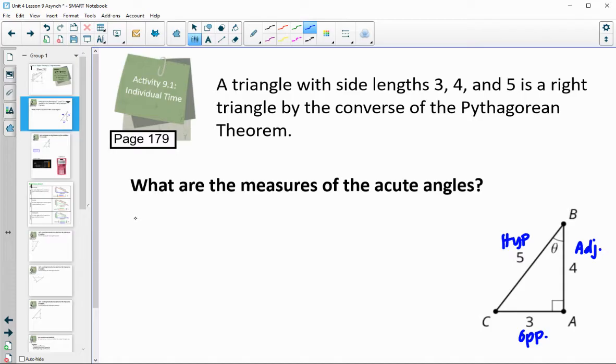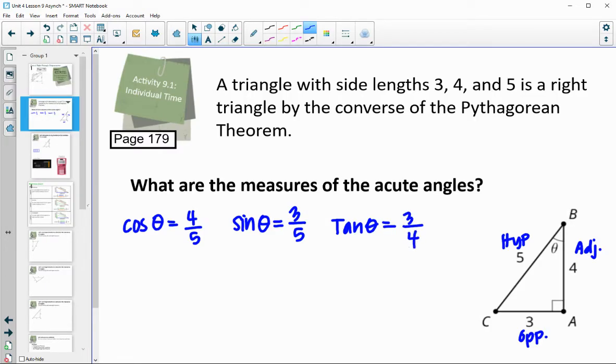If you took a look at setting up the trig functions, the cosine of theta, because that's the angle, would be the adjacent side 4 over the hypotenuse 5, so you could have looked for that decimal. The sine of the angle theta would equal the opposite side 3 over the hypotenuse 5. And the tangent would be the opposite side 3 over the adjacent side 4. Whichever one you looked at, you could have looked in the table for that decimal and given an estimated guess.